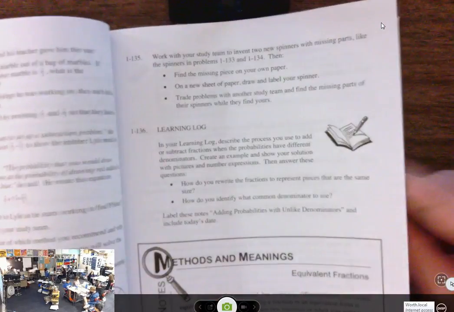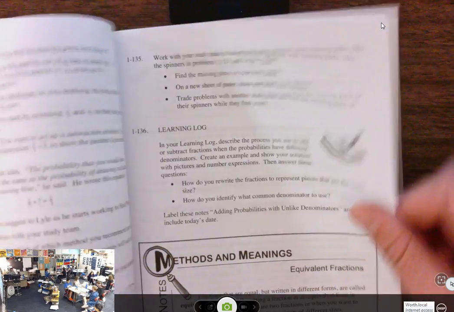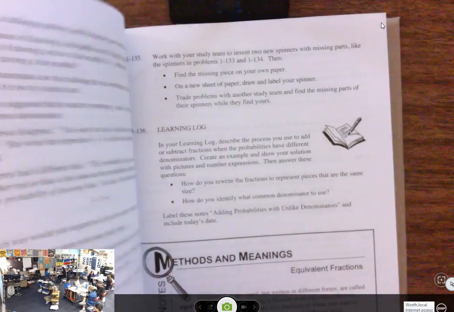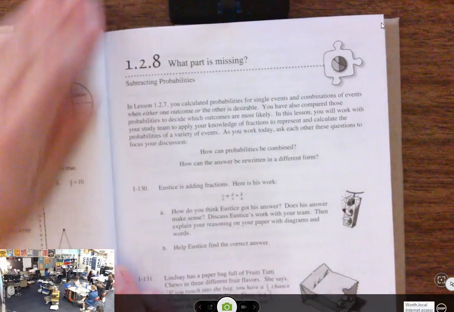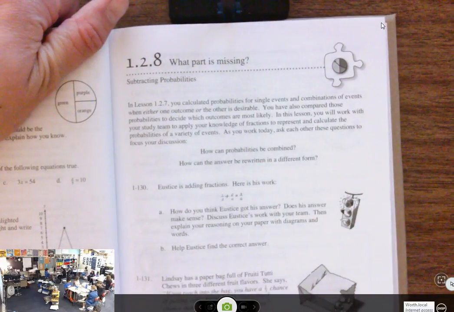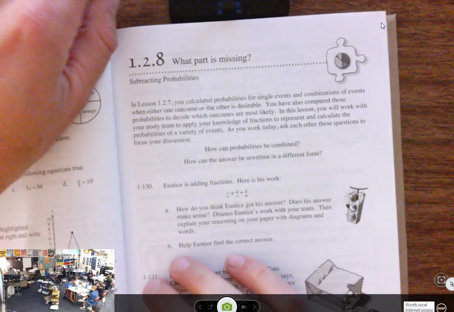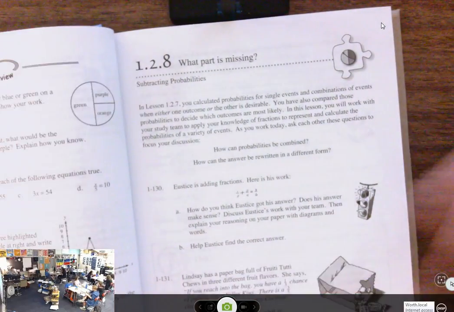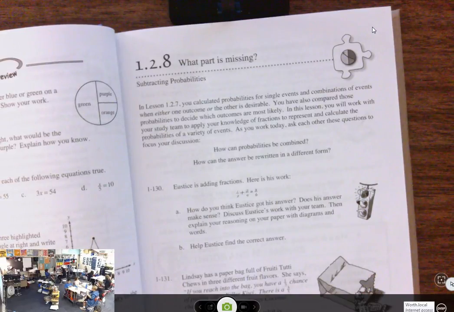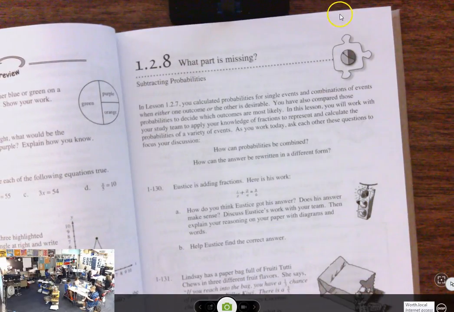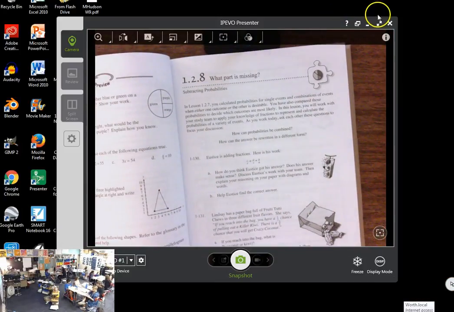If you are still confused, please stick up a hand. I will be around to help you. We should all be on question 130 and 128 with Eustace, which every time I see it, I think it says Estes. But it is Eustace. He's adding fractions. Any questions? All right, I will walk around. If you need help, please ask me.